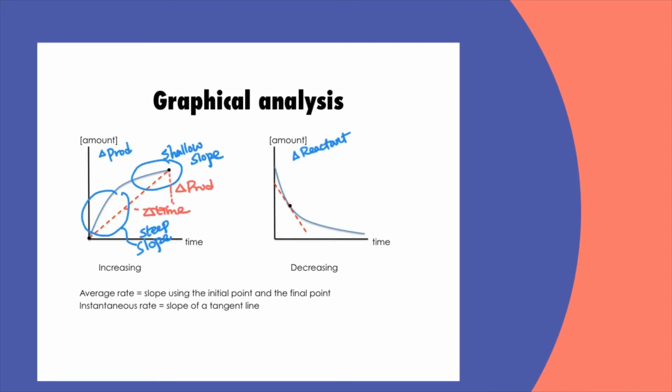To calculate the instantaneous rate, and that is if you want to know how quickly a reaction is happening at a specific point in time, you can spot that point on the graph, draw a tangent line, and find the slope of that tangent line.